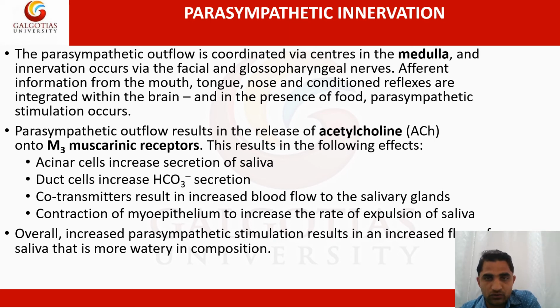When ACh is released onto the M3 receptors, the acinar cells increase the secretion of saliva, ductal cells increase the HCO3 secretion, and the transmitters result in increased blood flow to the salivary glands. The contraction of the myoepithelium is increased, raising the rate of expulsion of saliva. Overall, increased parasympathetic stimulation results in an increased outflow of saliva that is more watery in composition. So you see how the parasympathetic nervous system controls the secretion of saliva.